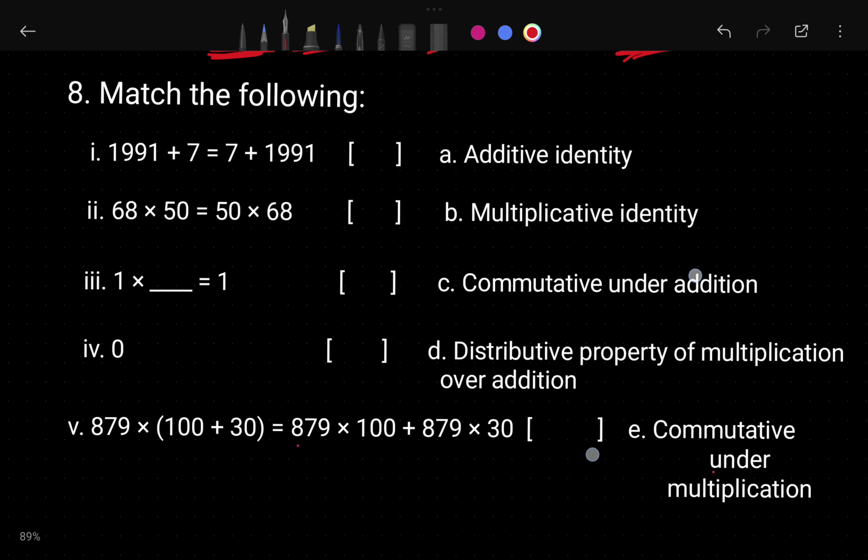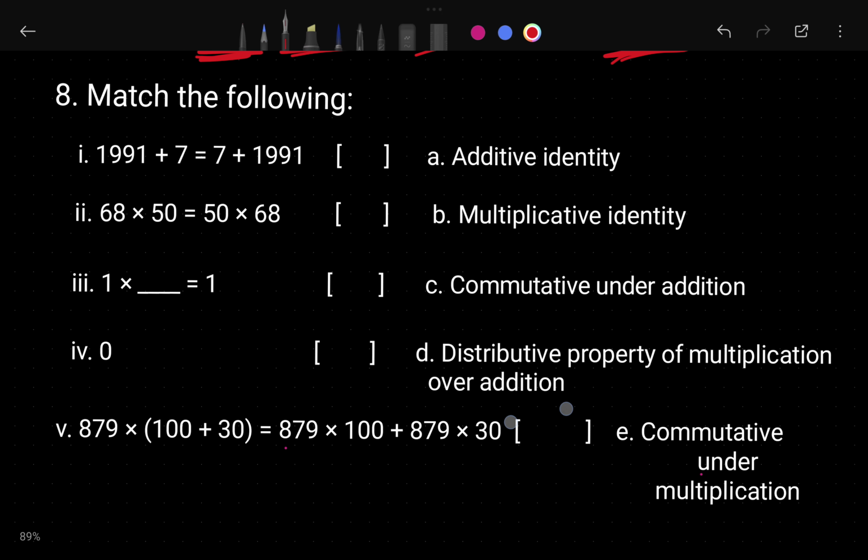So now let's talk about the match the following. This is the last one and this chapter is going to end here. The last one: this is 1991 plus 7, and here also the same, 7 plus 99, both are the same. So these are additions. So this is going to be commutative addition. Here this is given commutative under addition, so answer option C is correct here.